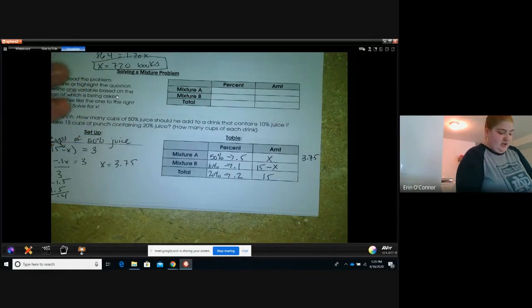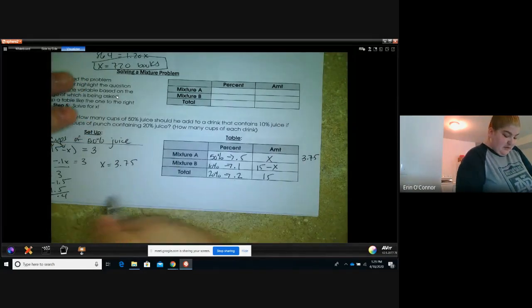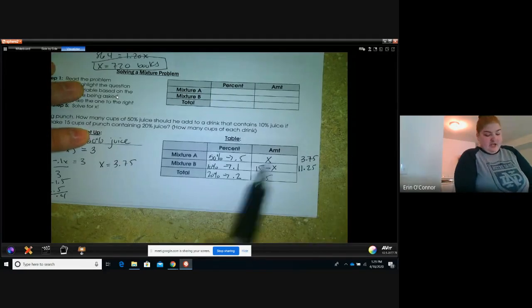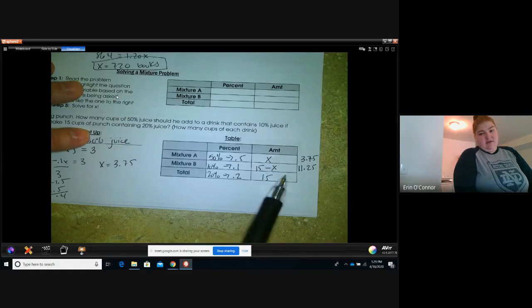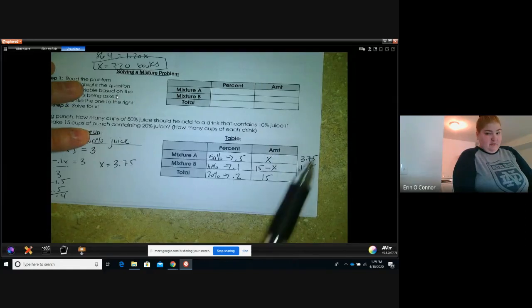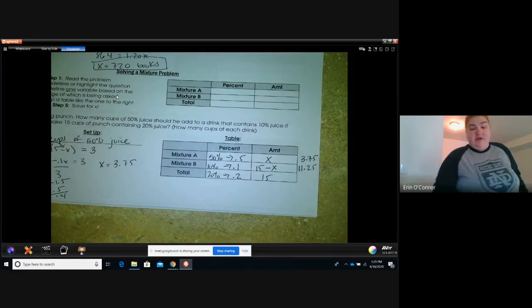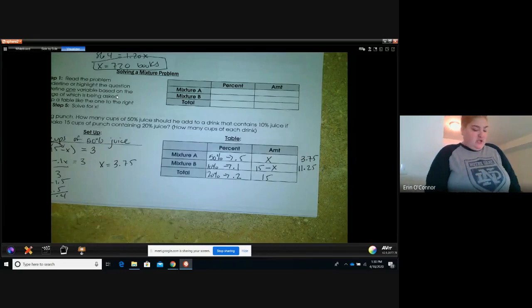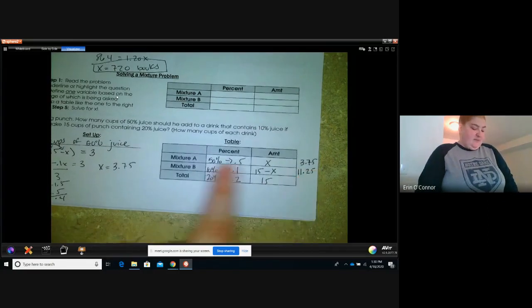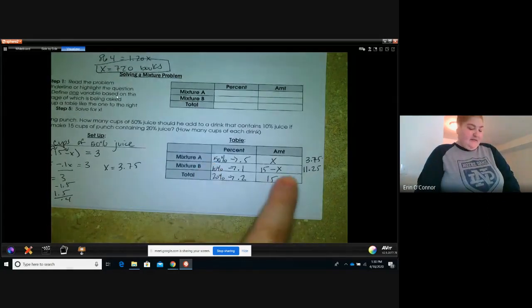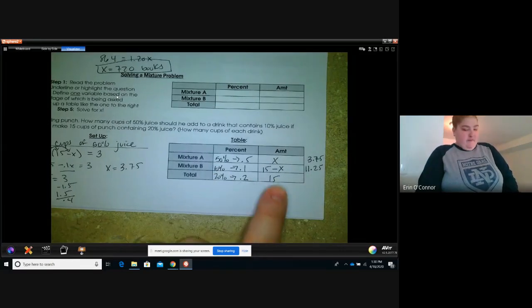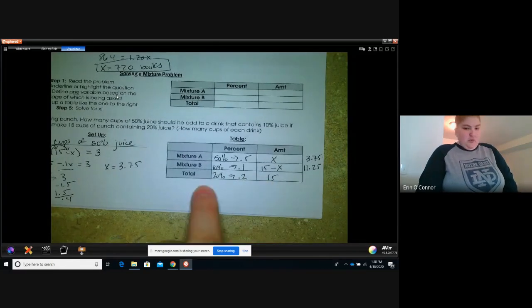And if I put that into Desmos, that's going to give me 11.25. And you can just kind of write it on the side here, because that's going to give you a total of 15. 3.75 plus 11.25 gives you 15. But you can write it on the side here of the table so that you know which one is which. So I need 3.75 cups of 50% mixture and 11.25 cups of 10% mixture to make 15 cups with 20% juice.